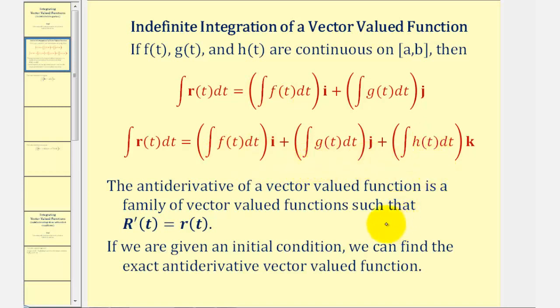It's important to remember that the antiderivative of a vector-valued function is a family of vector-valued functions such that if big R of t is the antiderivative, then the derivative of big R of t is equal to little r of t. And in some cases, we are given an initial condition, and in this case, we can find the exact antiderivative vector-valued function. We'll take a look at this case in the next video. Let's take a look at our first example.